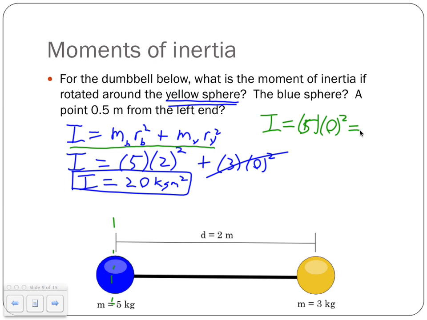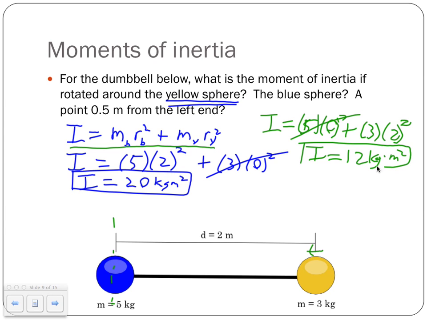Then, whoops, not equals, it should be plus, because we're summing up these 2. The mass of the yellow sphere, which is 3 kilograms, times the radius of the yellow sphere, which in this case is 2, because we're rotating about an axis that's now 2 meters away from the yellow sphere. So we can sum this up. 5 times 0 squared is just 0. 3 times 2 squared, 2 squared is 4, times 3. So the moment of inertia is equal to 12 kilogram meters squared. That would be our second situation.